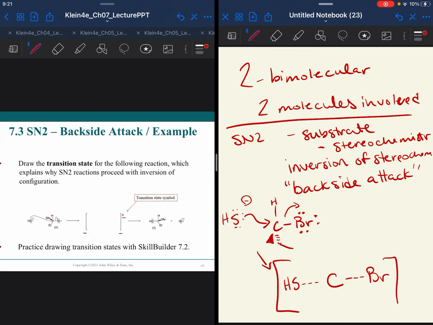Now, you cannot isolate transition states. This is not an intermediate. It is a transition state. It is going to be the highest point in the energy diagram.